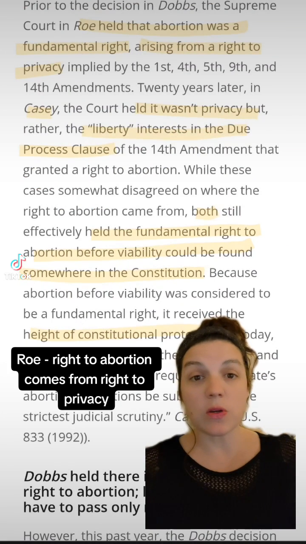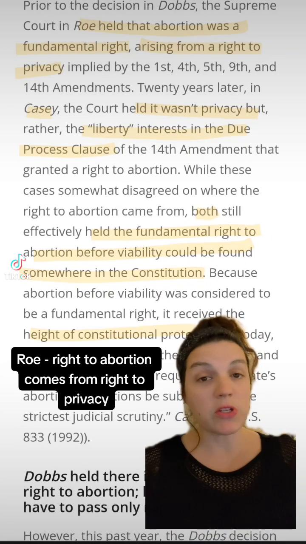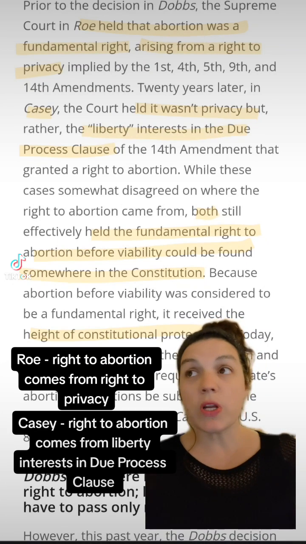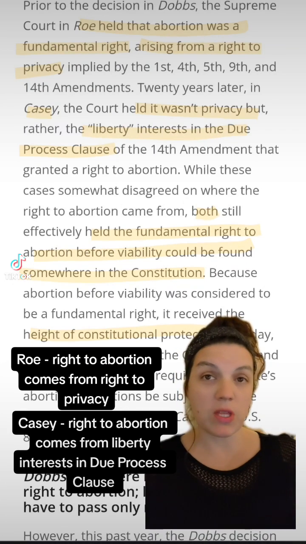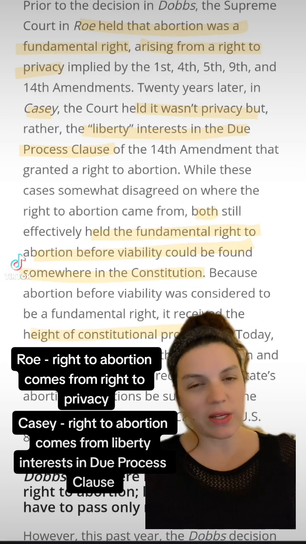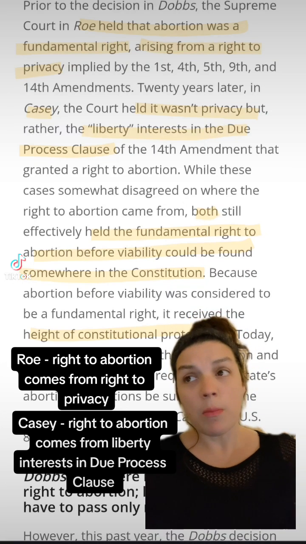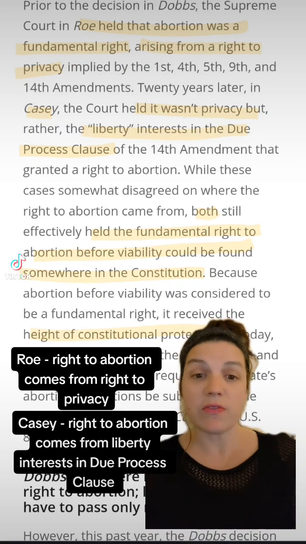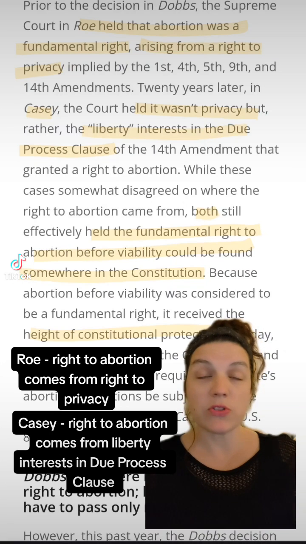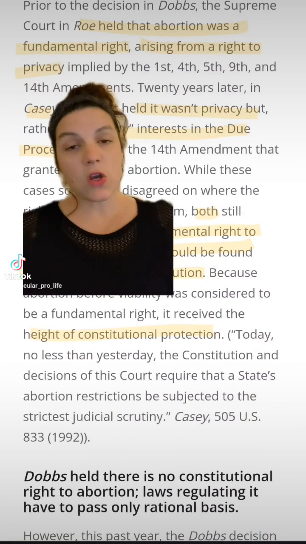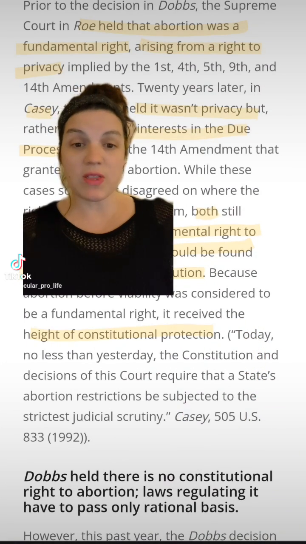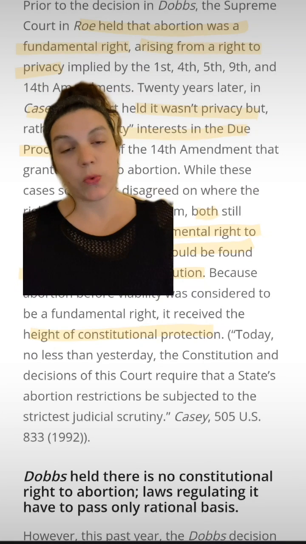Wade found that the right to abortion, at least before viability, is a fundamental right found within the Constitution. 20 years later, Casey v. Planned Parenthood found the same thing, although Roe and Casey didn't totally agree on where exactly that right is in the Constitution, but they both agreed that it is in the Constitution and it's a fundamental right, which means that laws that restrict it have to pass strict scrutiny. As Copeland put it, the right to abortion received the height of constitutional protection under Roe and Casey.